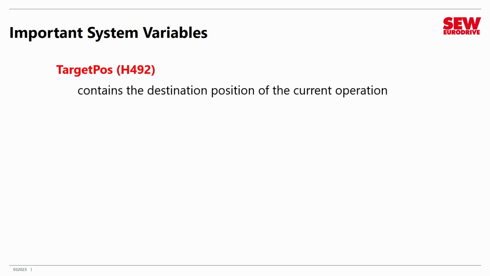H492, which is called target POS, contains the destination position of the current operation. If you execute a positioning function call, you will see the value that you give it appear in target POS, and we're going to find some uses for target POS down the road.